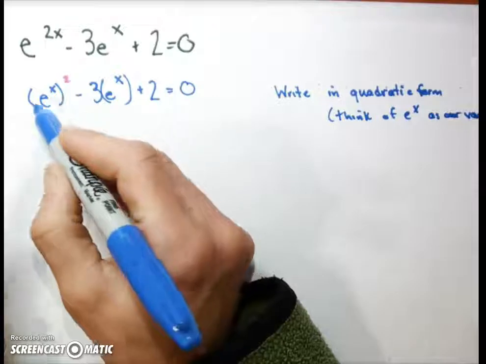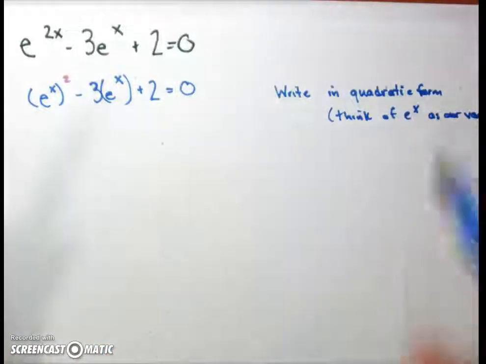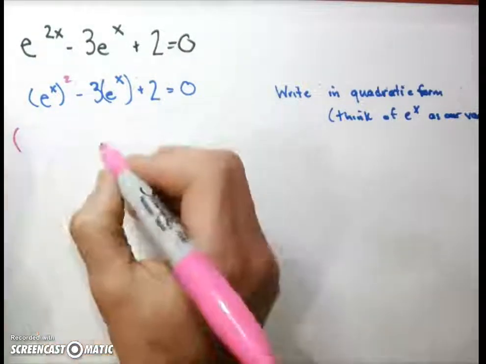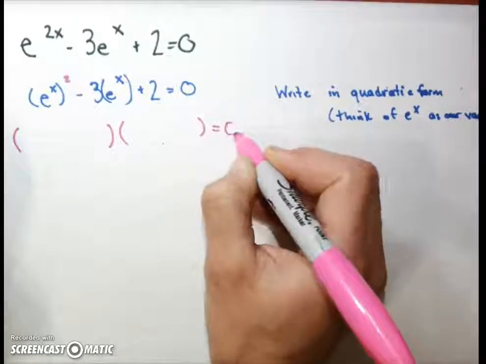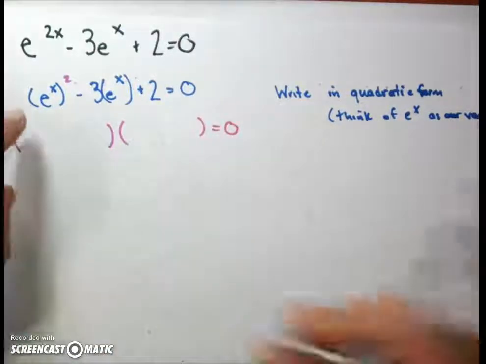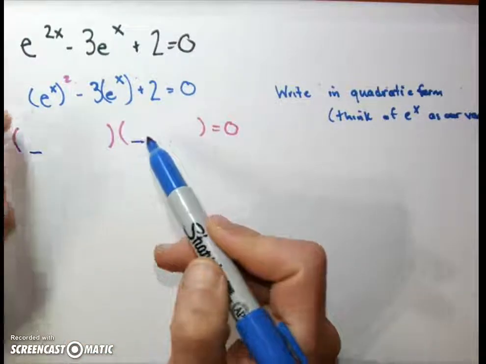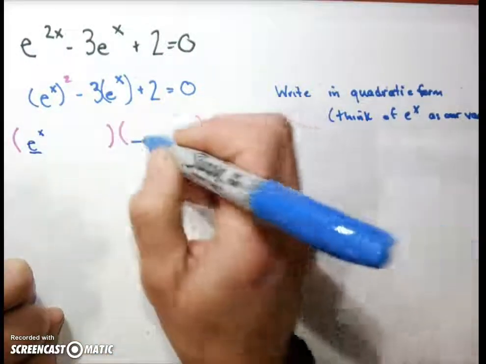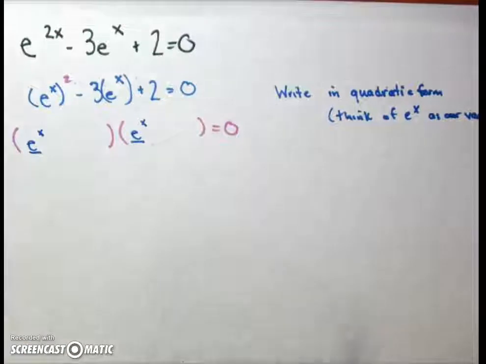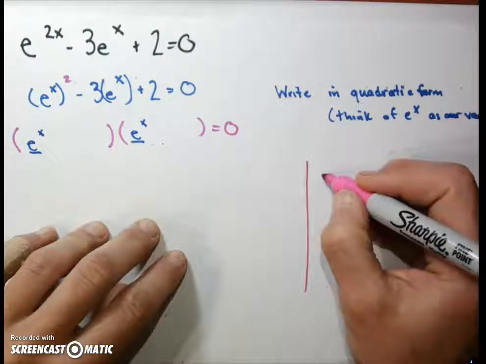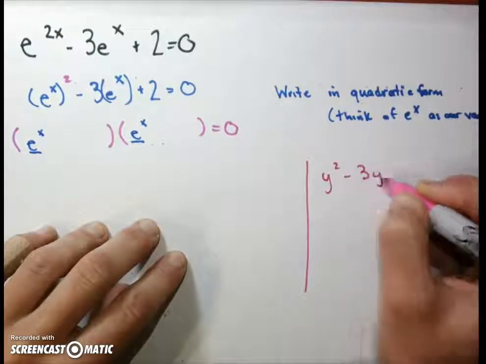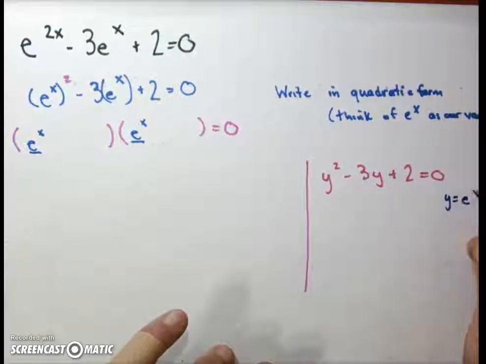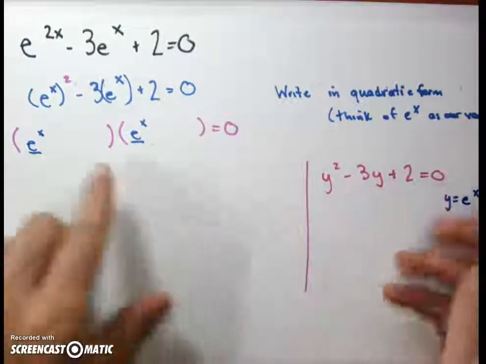But now it's like we have something squared minus 3 times something plus 2 equals 0. This is just a quadratic equation. And so we can factor it in a special way. The first term of each has to be e to the x squared. So I know that each of these should be e to the x. So on the side, here's our scratch work. We're imagining this as y squared minus 3y plus 2 equals 0, where y is just e to the x. So let's factor this one first.